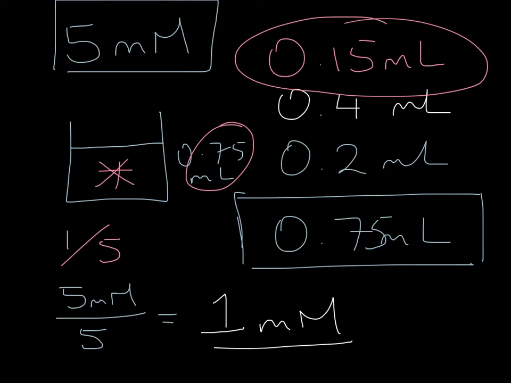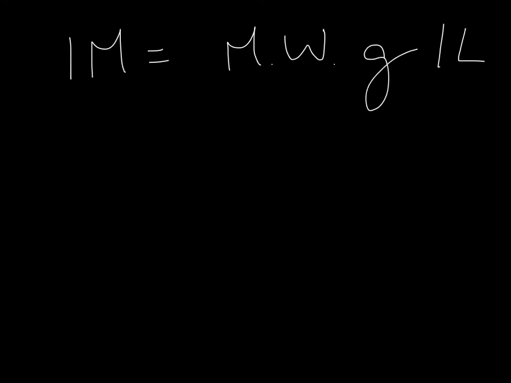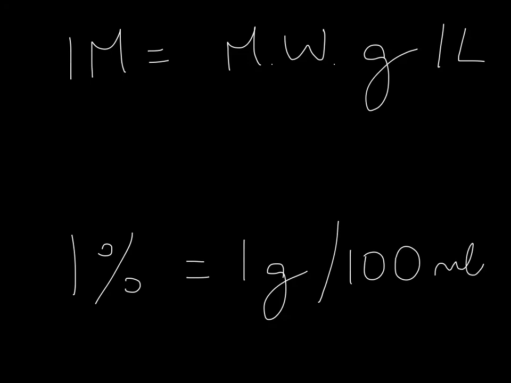I hope you found the tutorials helpful. Please refer back to those. I'll present them again for you, so you know these are really key points: 1 molar is equal to the molecular weight in grams per litre. And the second equation was that 1% is equal to 1 gram in 100 mils.